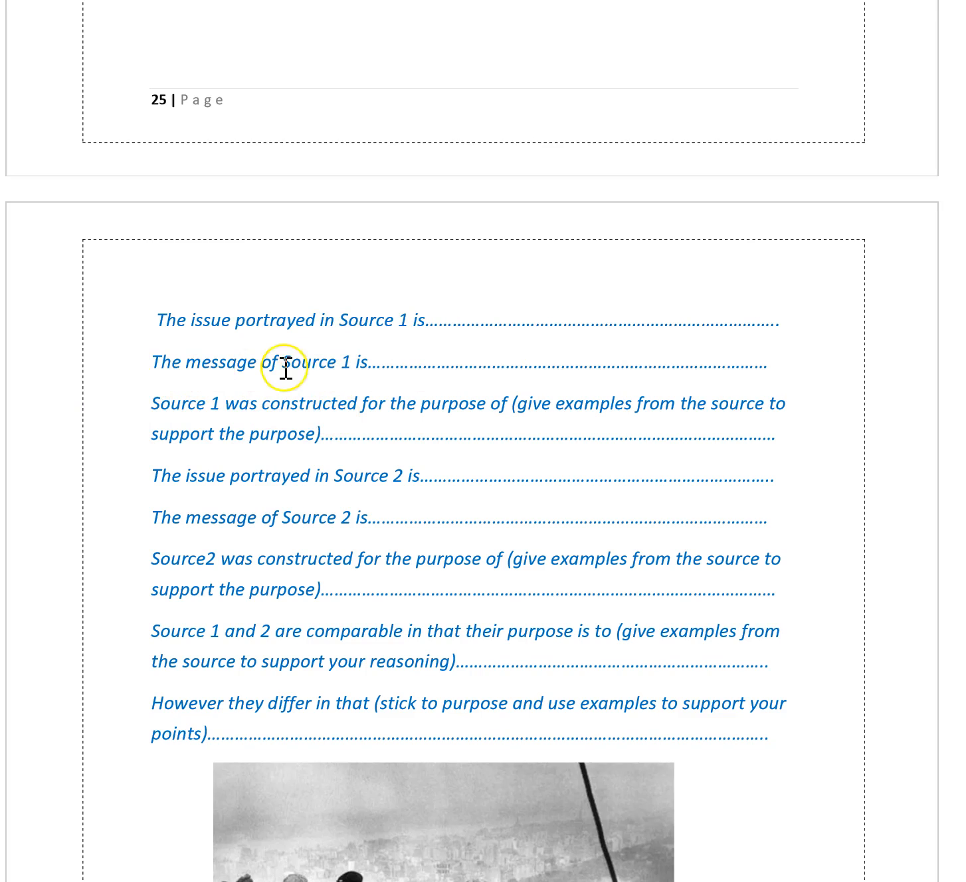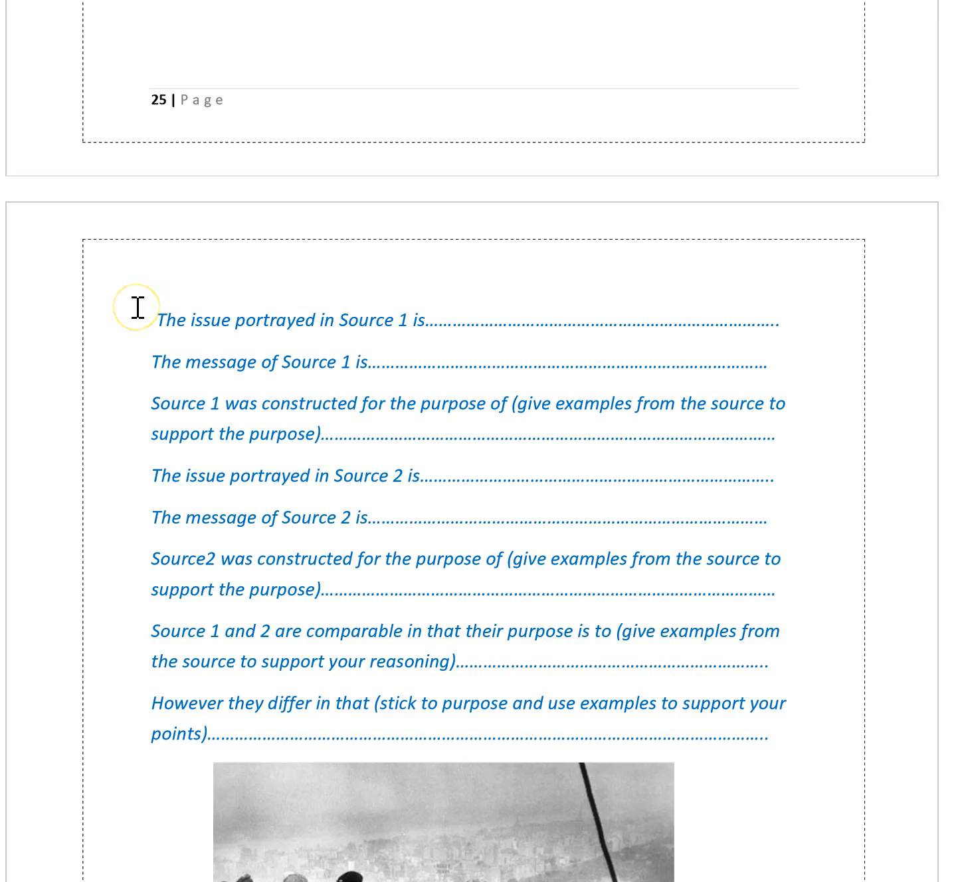Now this message one here is optional, because you can at first get very confused between message and purpose, and they're very different. The message is just what the source says. The purpose is why it's been created and what it's intended to do. So for some of you, if you're confident that you know the difference between message and purpose, then you can still put this in there.